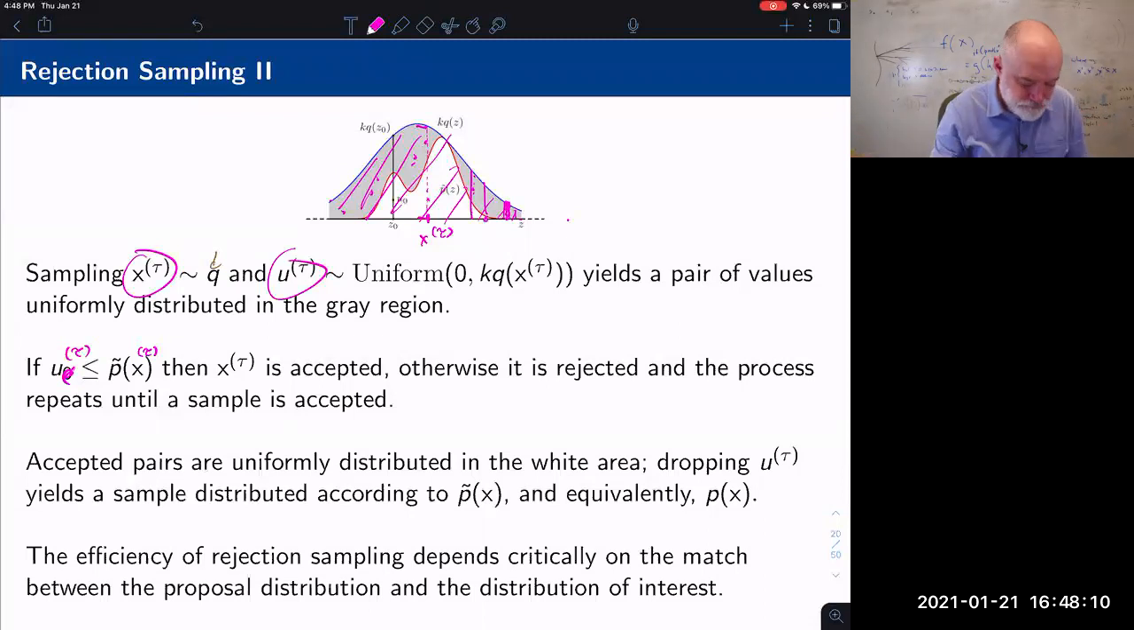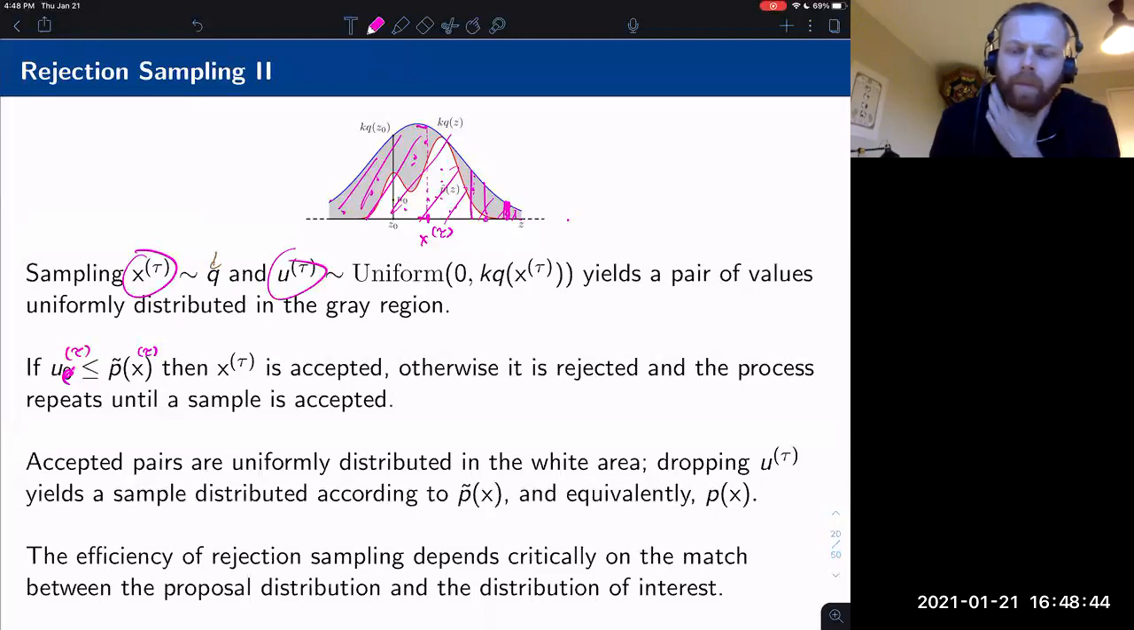Cool. Which means that if you simply throw away all the samples that are in the gray space, then you're left with uniformly distributed samples over the white space. And if you just throw away the U value, then you have samples that are distributed appropriately under the p tilde curve, or equivalently the p curve.